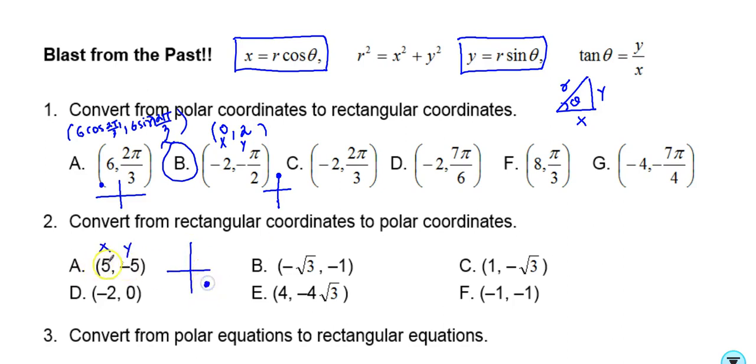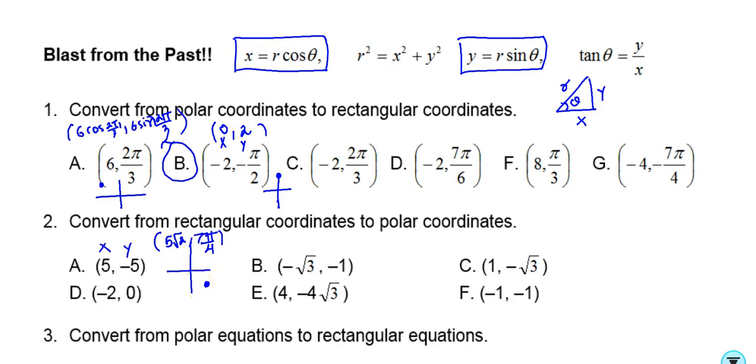So x is 5, y is negative 5. Here you can see that both numbers are the same. That means the angle is 45. And the radius will be 5 root 2, from x squared plus y squared equals radius squared. And the angle is 7 pi over 4 because that's in the fourth quadrant.